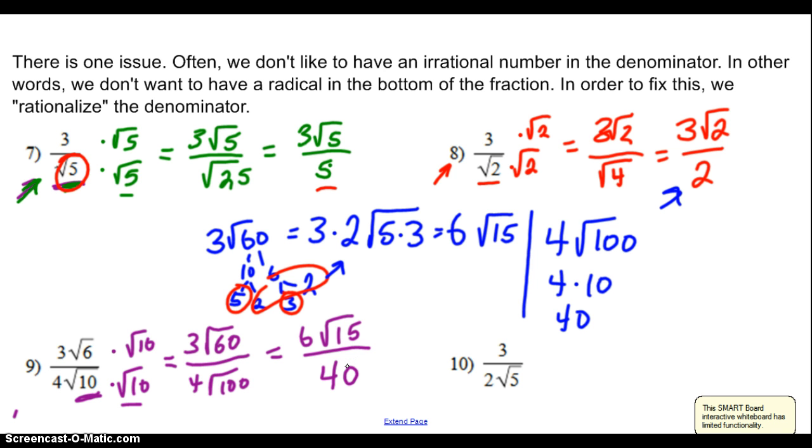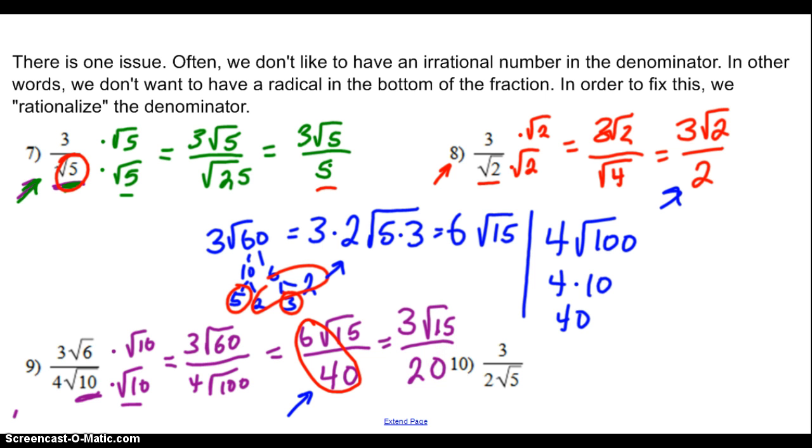Okay. Now, looks like we're done. There are no radicals in our denominator. We've successfully rationalized the denominator. But technically, we could simplify this a little more. 6 over 40. Yeah, we could simplify that to be 3 root 15 over 20. Okay, and that is in simplest form now, right? Our fraction is in simplest form, and we've rationalized the denominator. So, go ahead, pause the video here, and try number 10.